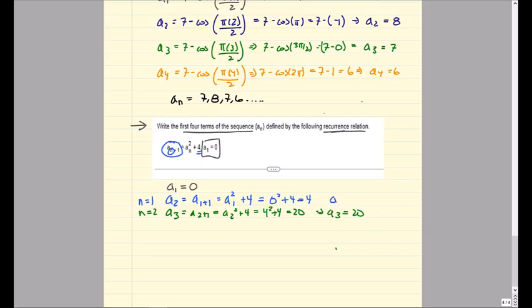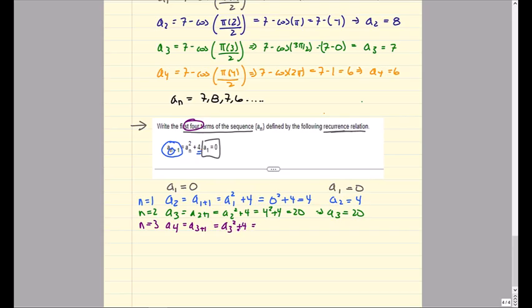Up here, a sub 2 would equal 4, and of course my original a sub 1 was equal to 0. It's the seed value that they give us that we have to start with. And we want the first 4 terms of the sequence, so we'd go up to n equal 3, and I get a sub 4 is equal to a sub 3 plus 1, the 3 plus 1 in the subscript, which is equal to a sub 3 squared plus 4.